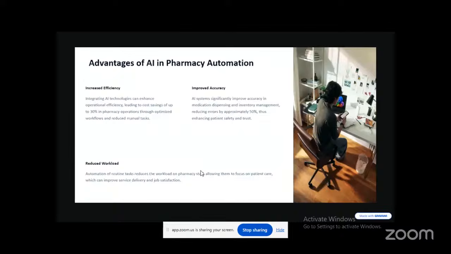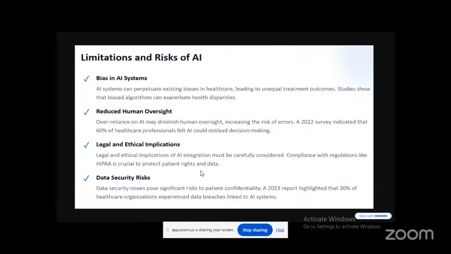Coming to the advantages of AI in pharmacy automation, it improves efficiency and accuracy and reduces workload. But all these things have to be done by a person with the help of AI; AI alone cannot do that. Coming to the limitations: bias in AI systems can occur, reduced human oversight, legal and ethical implications, and data security risks. As we discussed earlier, bias in AI systems means we can't go forward just trusting AI. Sometimes it may give false predictions, so we have to cross-check.